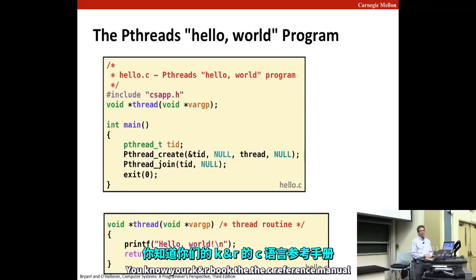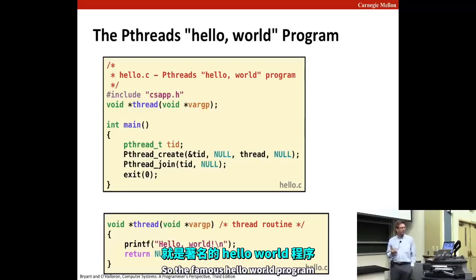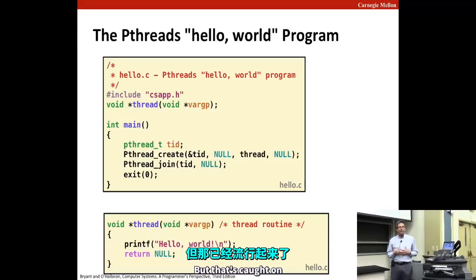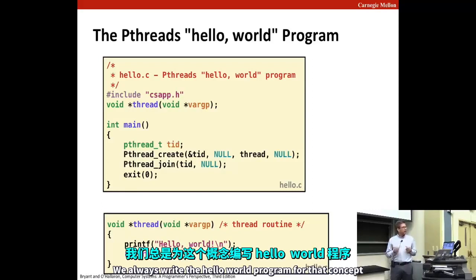Your K&R book, the C reference manual, the very first thing that it does is it shows you how to write the simplest possible C program, the famous Hello World program. That goes all the way back to 1978 when the K&R book was first written. But that's caught on, and whenever we learn a new language or a new concept, we always write the Hello World program for that concept.